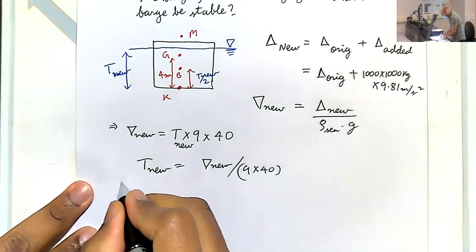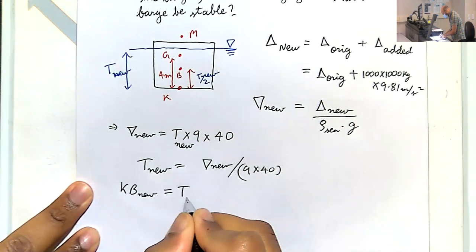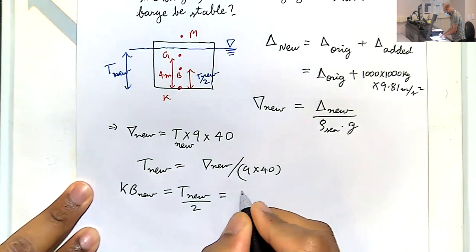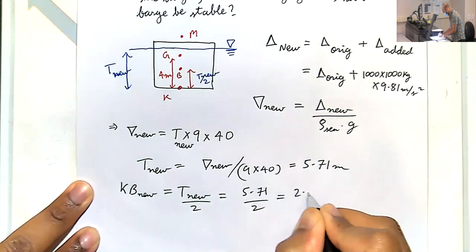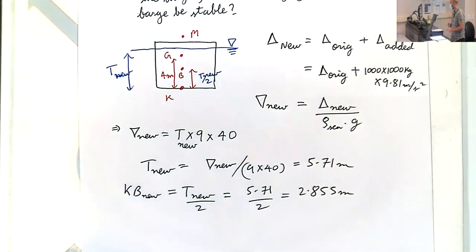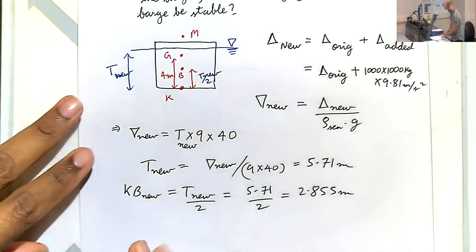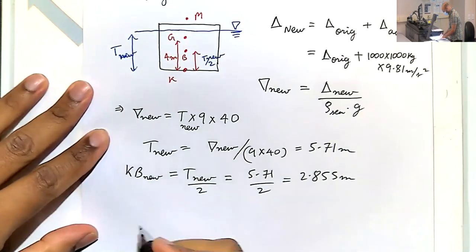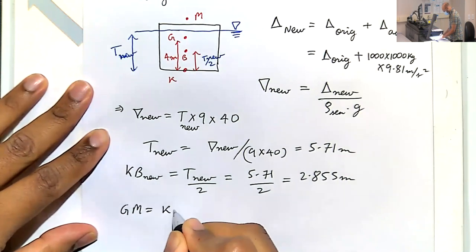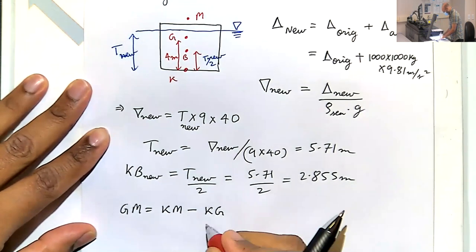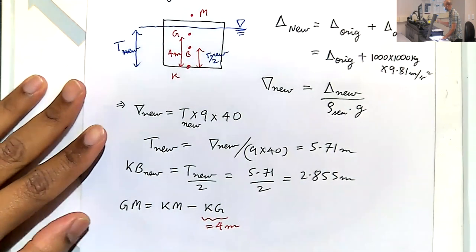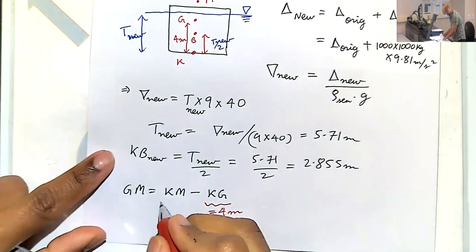Okay, if you know T nu, you know KB nu. It's KB nu is T nu over 2. And when you plug in the numbers, this comes out to be 5.71 meter. This is 5.71 divided by 2, 2.855 meter. Okay. And so again, remember we're after stability. So GM is what? It's KM minus KG. We were told this is unchanged. This remains at 4 meters, okay. And this is what we don't know at the moment.